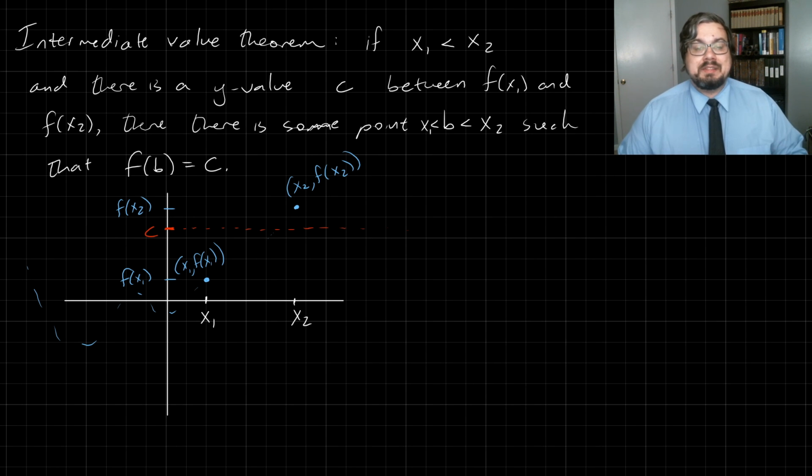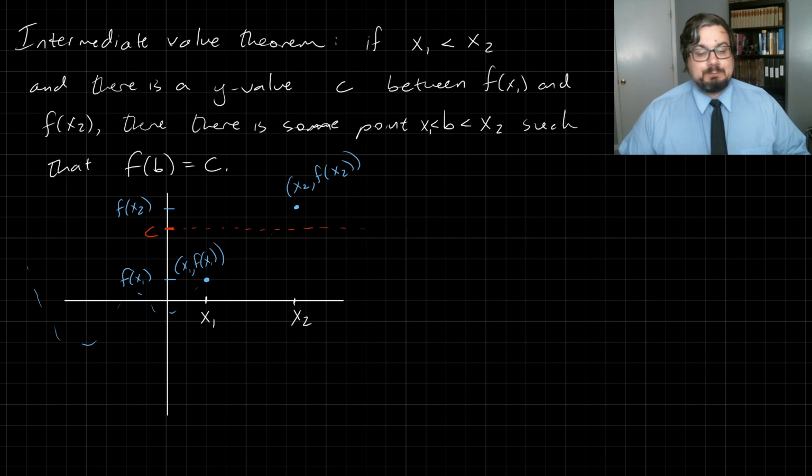And it says that if I've got 2 inputs, x1 and x2, and there's some y value c that lies between f of x1 and f of x2, that is the outputs that you get when you plug those 2 inputs in, then there has to be some point in between x1 and x2, some point b, so that when you plug b into the function f, the output is c. This is easiest to see when using a graph.